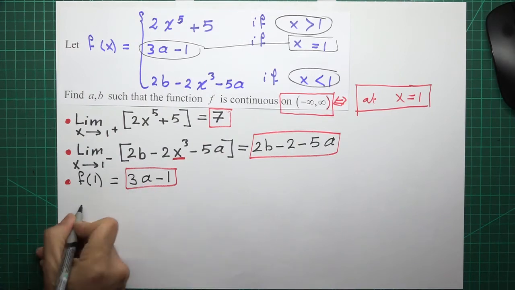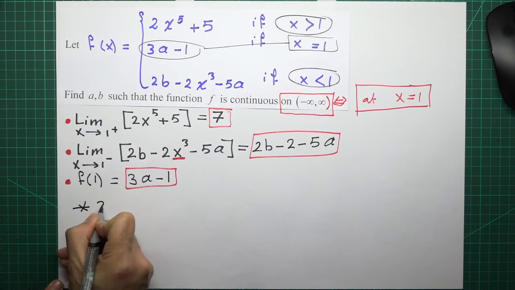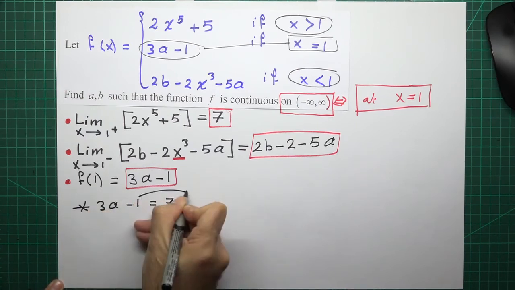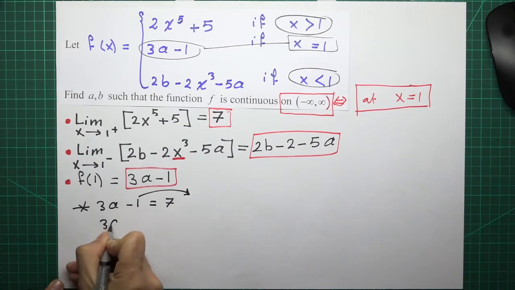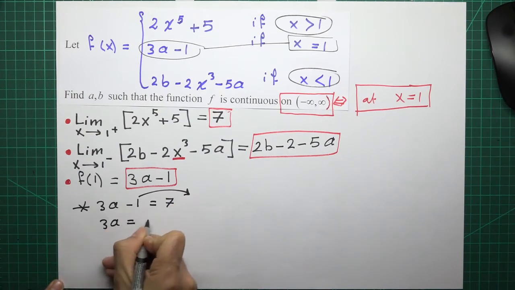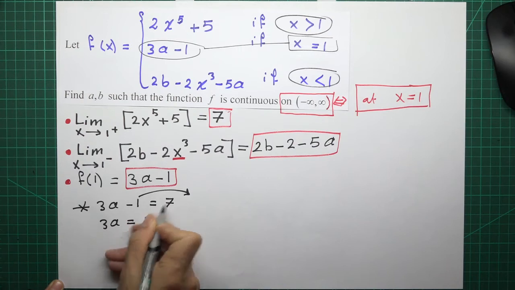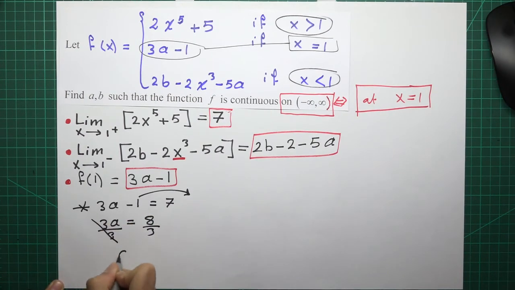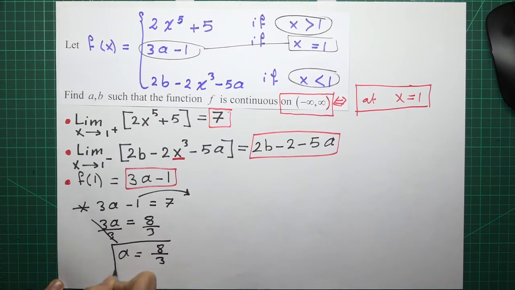So راح أقول إنه 3a minus 1 equals 7. Switch 1 يعني 3a equals 8، 7 plus 1، then divide by 3، by 3، then a equals 8/3. This is the value of a.